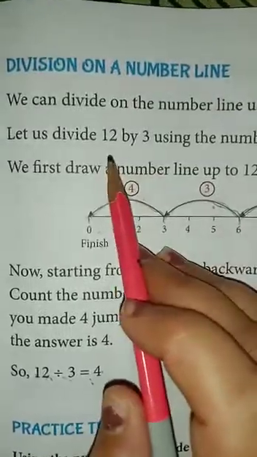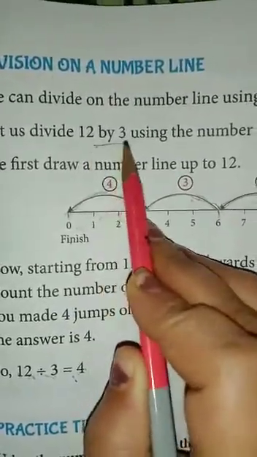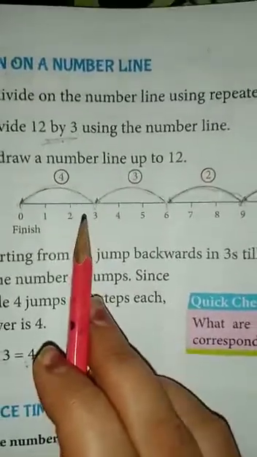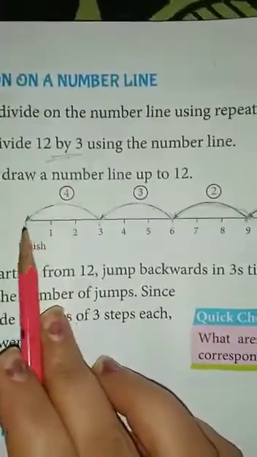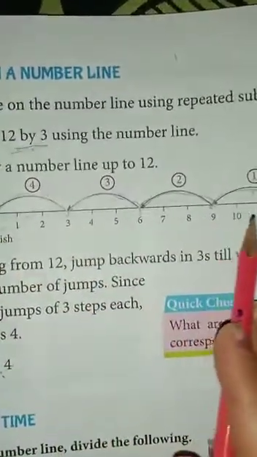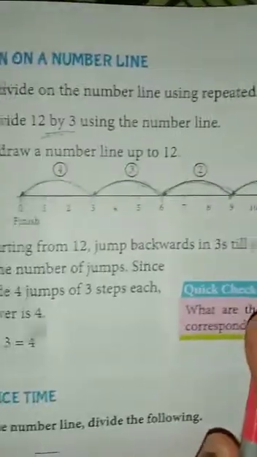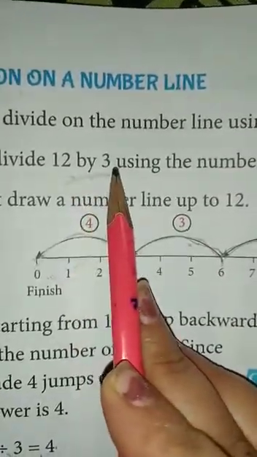So now let's divide 12 by 3. We have to make the division on a number line. First we have to draw the line from 0 up to 12. Next step, we have to divide 12 by 3.